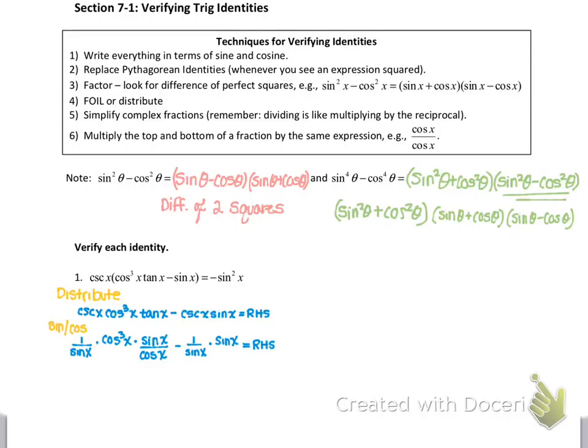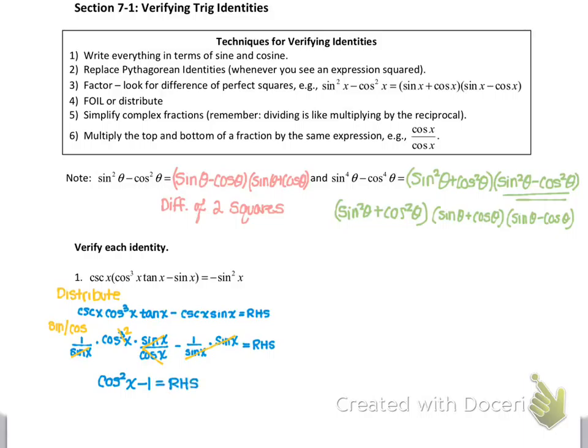Now we can go through and simplify. So all the way over on the right, our sines cancel out. And then on the left side, we have a sine over a sine, and we have a cosine cubed over cosine. So the cosine goes away, and then this is going to become cosine squared. So now let's write it all out and see what we have left. So we're left with cosine squared x minus 1.